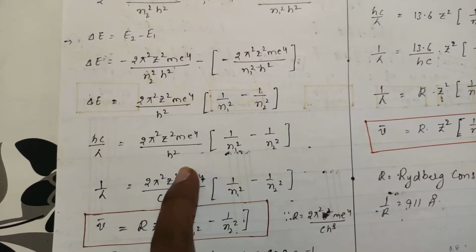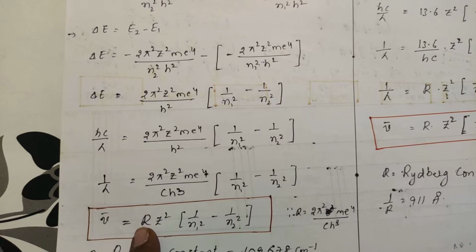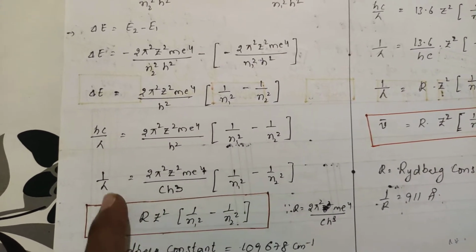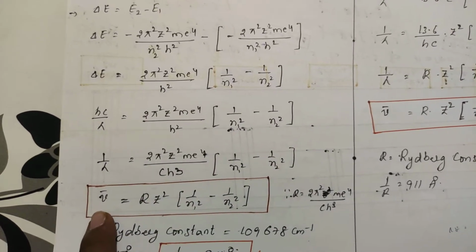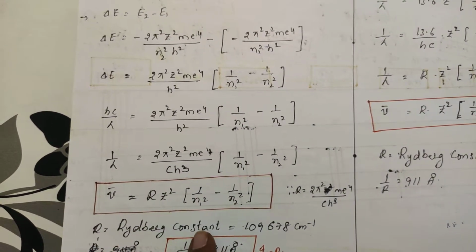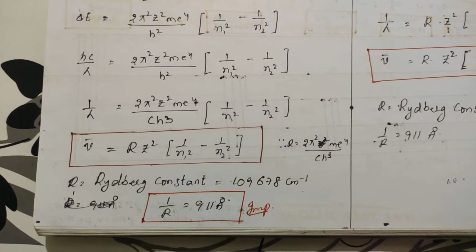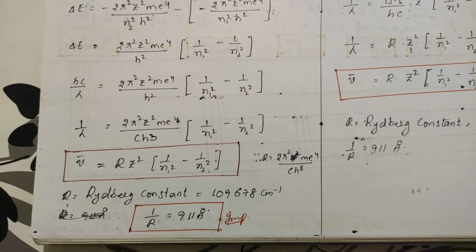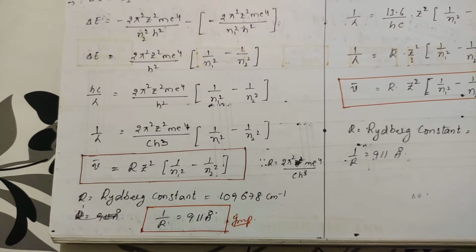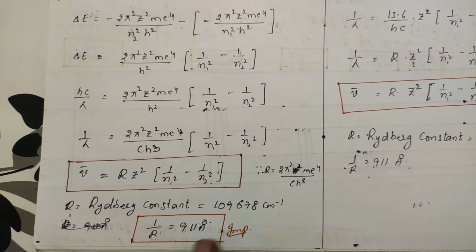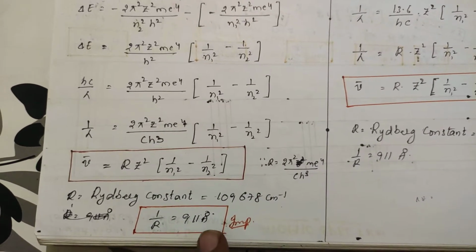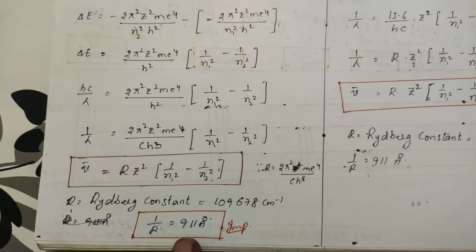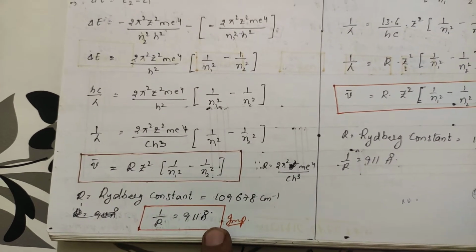So this entire constant has been taken as R. R times the variable Z square, times 1 by n1 square minus 1 by n2 square, and 1 by lambda you can write as the wave number. R is called the Rydberg constant, and the value of R is 109,678 per centimeter. No need to remember this one. You remember this value: 1 by R, 1 by the Rydberg constant, is equal to 911 Angstroms.